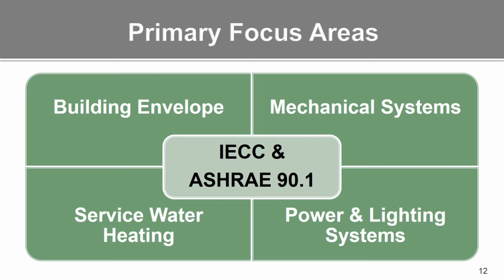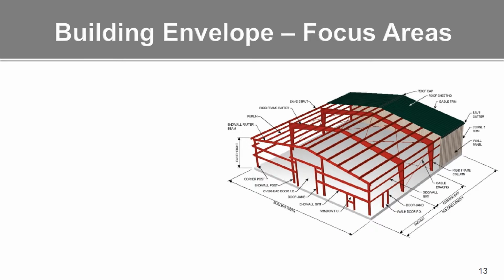So, some common terminology, or just some common information: whether you use the IECC or 90.1, no matter which version, it's broken down into 4 major categories, sometimes known as chapters or simply as major sections, such as building envelope, mechanical systems, service water heating, and power and lighting systems. For the purpose of our webinars, we'll continue to focus in on the building envelope. And what does that entail for a metal building?